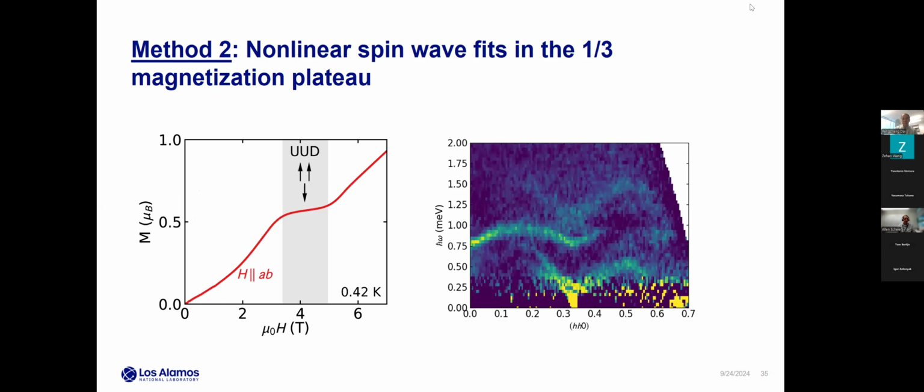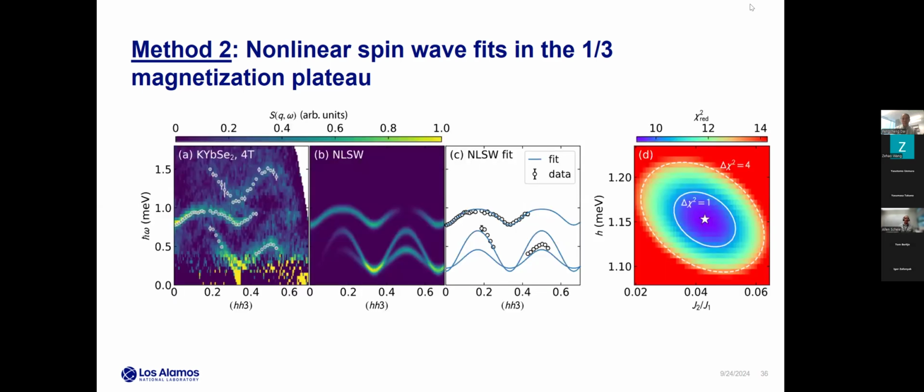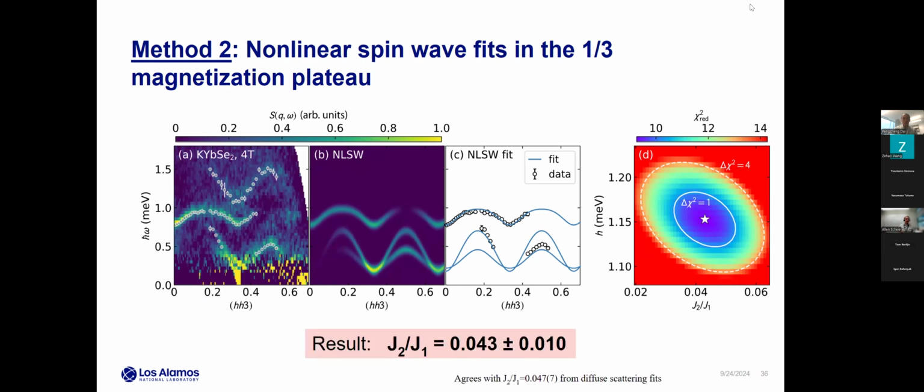Next slide, please. And so we measured the inelastic neutron scattering in a separate experiment, and this is what it looks like at 4 Tesla. Next slide, please. And then we performed nonlinear spin wave fits to this data. Now, the nonlinear part is important because you need the nonlinear effects to stabilize this plateau phase in and of itself. But doing this, we're able to arrive at a fit to the first and second neighbor exchange with rigorously defined uncertainty. And the results, if you click next, are as follows. We get a J2/J1 of 0.043, plus or minus 0.01. And this is really remarkable because it agrees to within uncertainty with the Onsager reaction field theory fits.